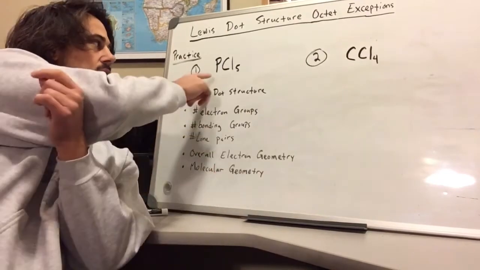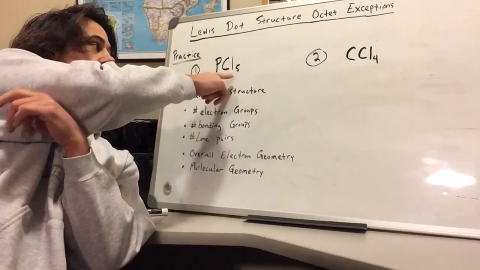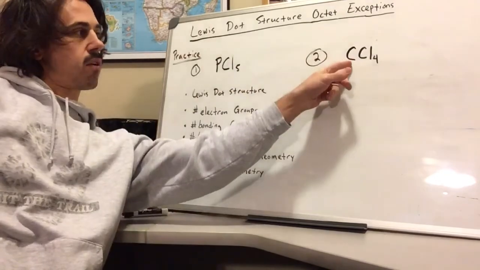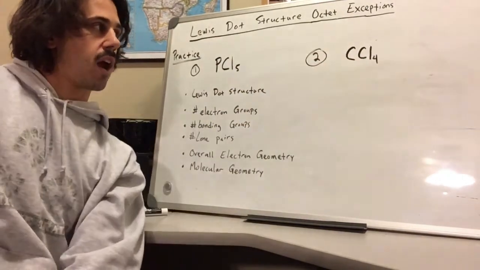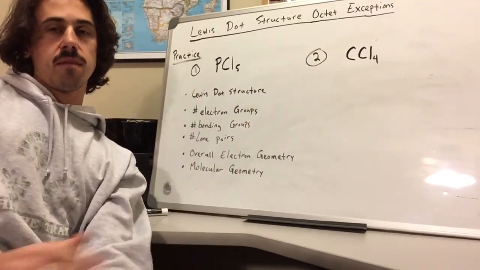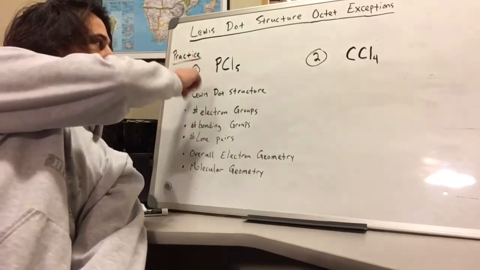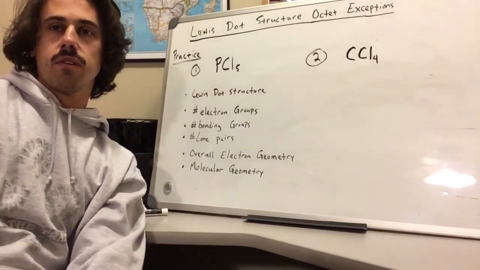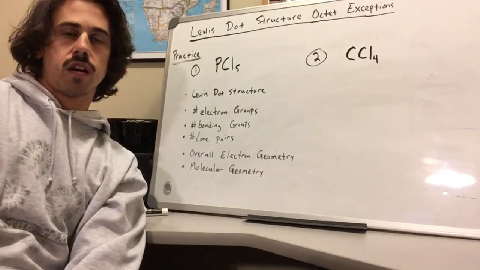Here we have 1 atom of phosphorus bonded to 5 atoms of chlorine, and here we have 1 atom of carbon bonded to 4 atoms of chlorine. So again, make sure you include all this information for number 1 and for number 2, and then turn that in to Google Classroom once you're finished.